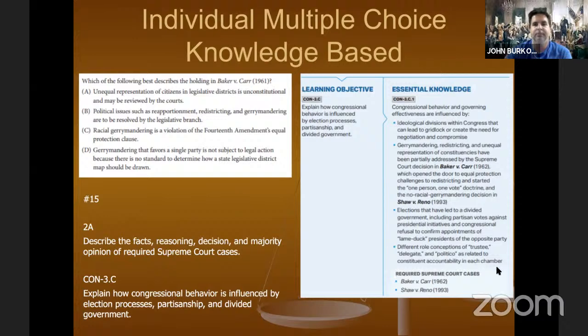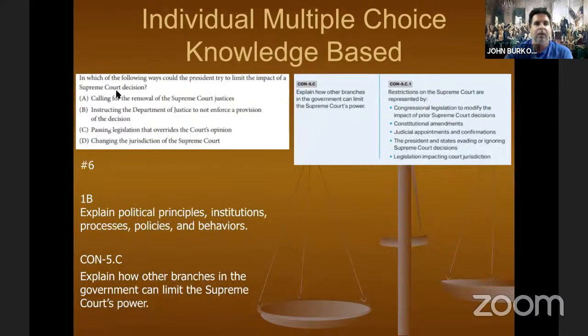Here we go. So we have explain political principles. It's basic text, but it's explain how other branches of government can limit the Supreme Court's power. This is awesome. Because remember, the bulk of the course is those interactions between the branches. Which of the following ways could the president try to limit the impact of a Supreme Court decision? Remember, it's the president.